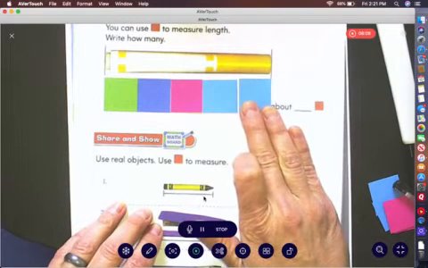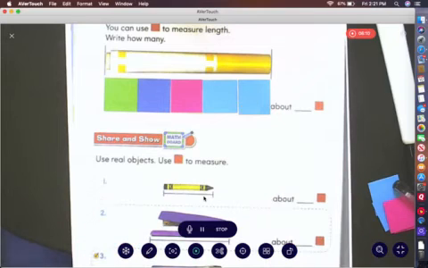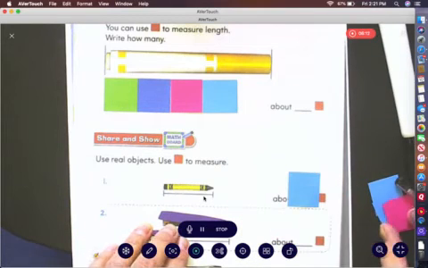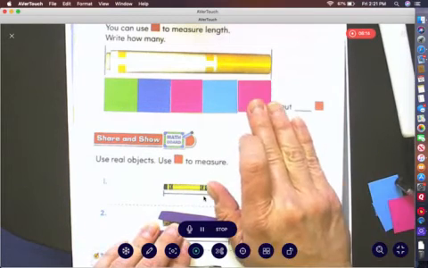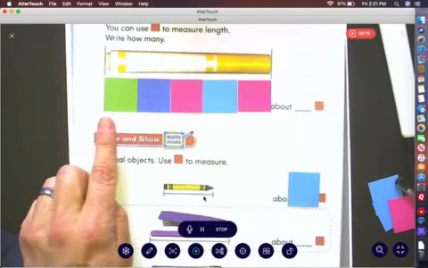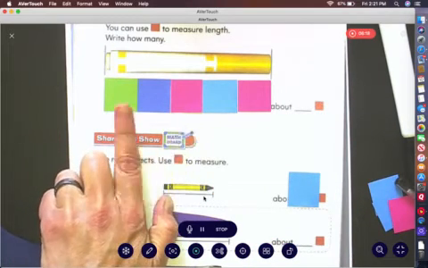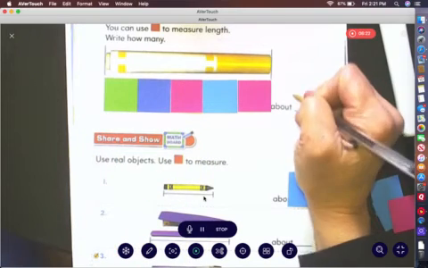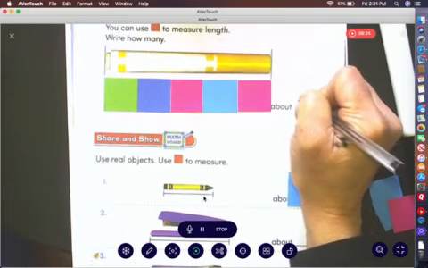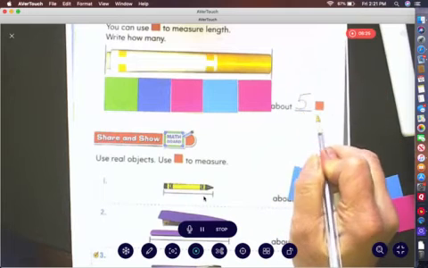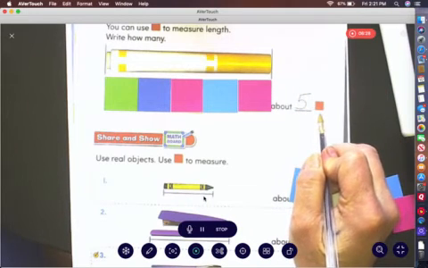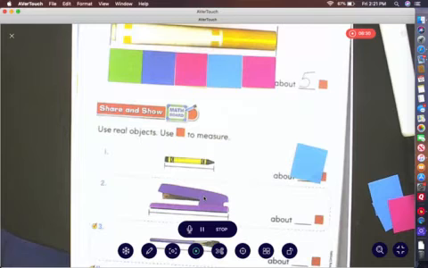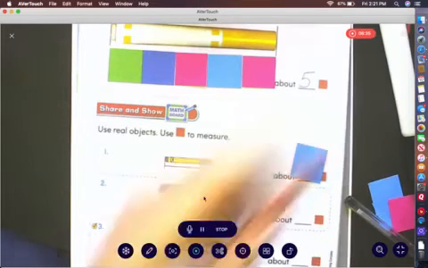Okay. Let's count how many squares we have there. I'm going to put pink just so you can see the difference where they stop. Okay, so let's see how many tiles we have there. You can see that there's 5 tiles. It's about 5 tiles long. It's going to be a little trickier when you use real objects, and I'm going to show you why.